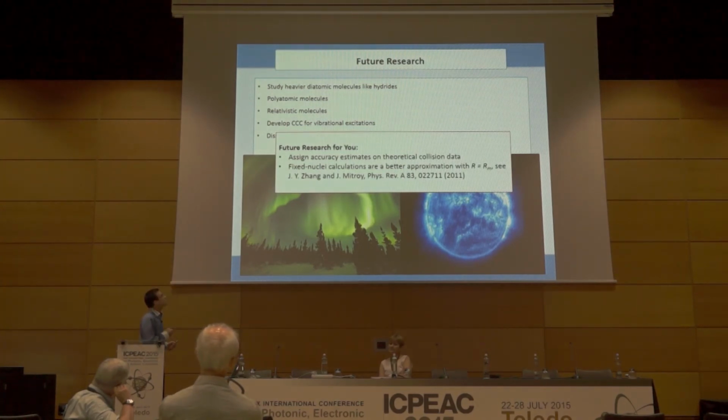So if you're a theoretician, it's about time we all start assigning accuracy estimates onto our theoretical collision data. And we should also start using a fixed nuclei approximation that uses the mean internuclear distance instead of just the equilibrium internuclear distance. And this was first pointed out by Monod. It's emphasized by Zhang and Mitroy in this paper here, and they give a bit of a mathematical proof which you can go through. It's quite simple.